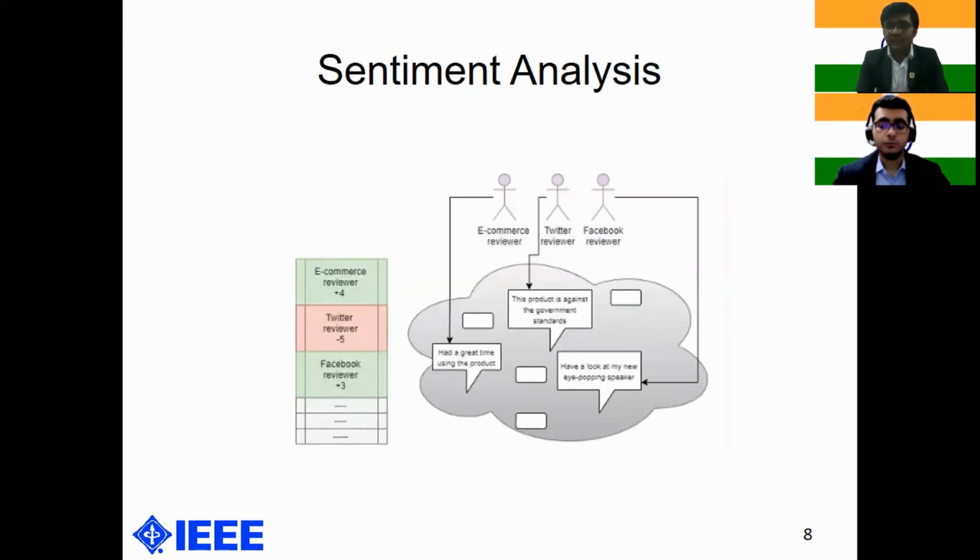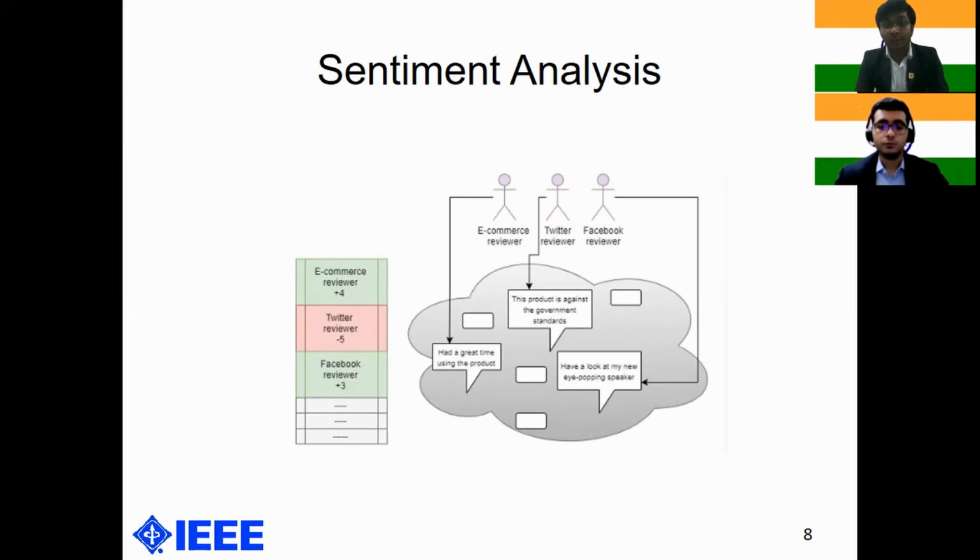On the slide, there is an image. It has three reviewers, an e-commerce reviewer, a Twitter reviewer, and a Facebook reviewer. The e-commerce reviewer says, had a great time using the product. A word like great is used. It shows a positive sentiment, so a +4 is given to it.